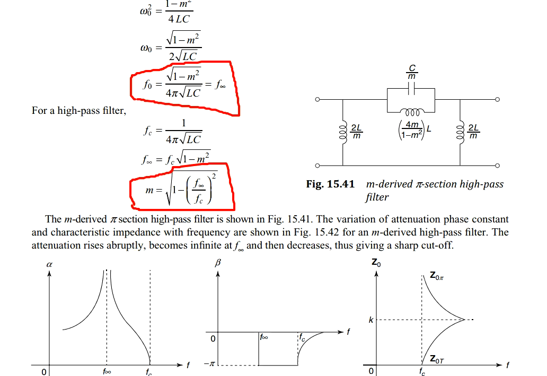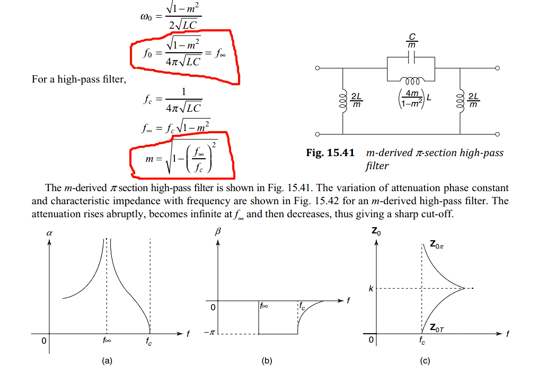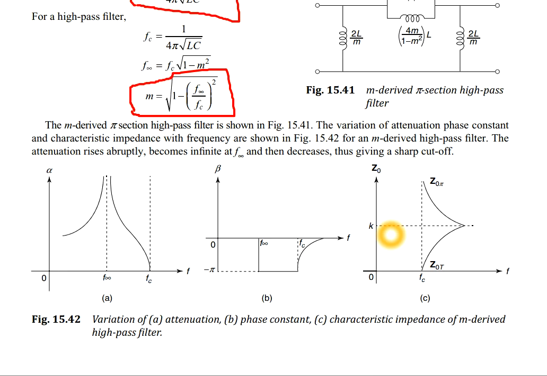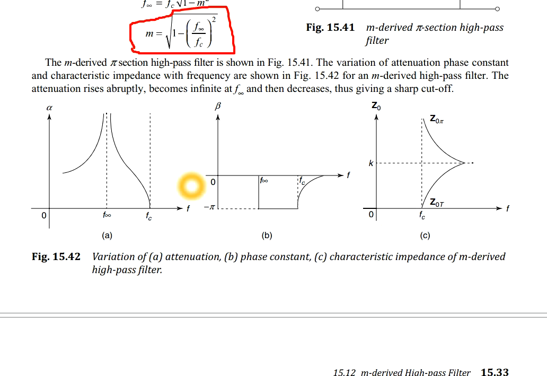So from these conditions the m derived pi section high pass filter is shown, and the variation of attenuation, phase constant as well as characteristic impedance with respect to frequency are shown in these figures. And the attenuation is rising abruptly, because that is the reason for going for m derived filter, and if we choose m appropriately we can get the attenuation rising abruptly, and it becomes infinite at f infinity, which is nothing but resonant frequency, and then decreases, which is nothing but sharp cutoff. Fine. So this is about the m derived high pass filter, both T as well as pi section types.